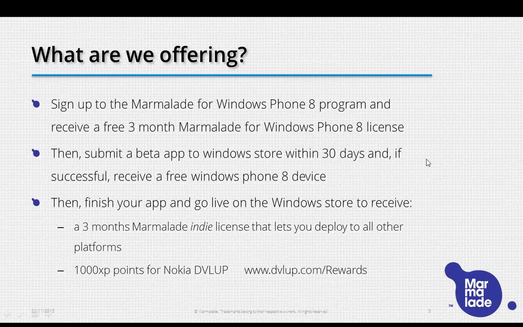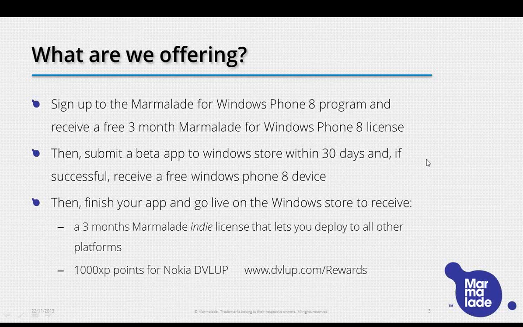So what are we offering? Basically, if you sign up to the Marmalade for Windows Phone 8 program, you'll straight away receive a free 3-month license for using Marmalade. This is a bit different to a regular license in that it's locked to just allow you to deploy to Windows Phone 8. Then basically, if you submit a beta app using that license and Marmalade to the Windows Store, then as long as they accept your beta app, you'll receive a free Windows Phone 8 device to continue your testing on.